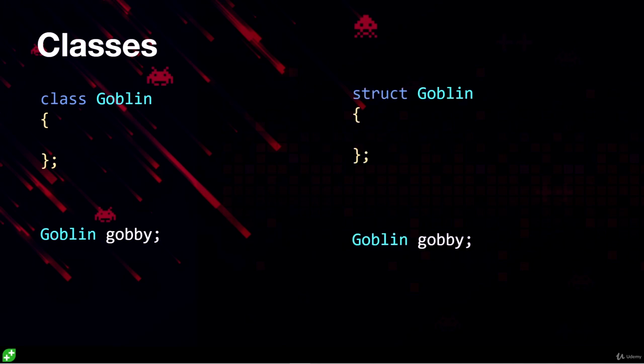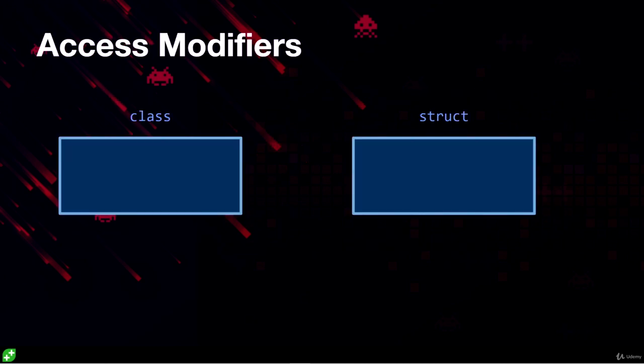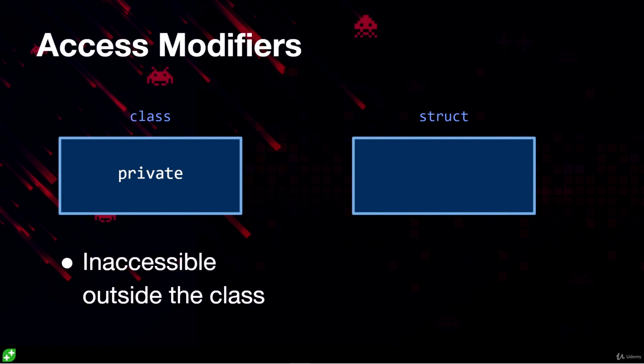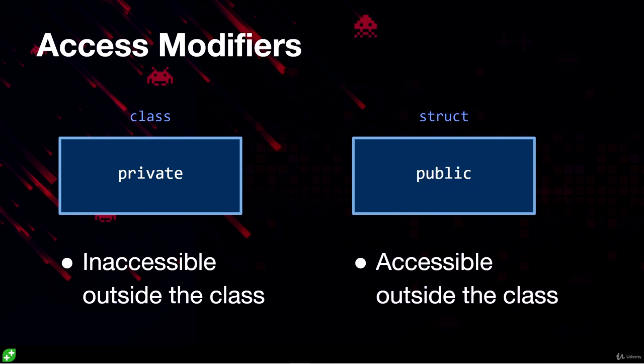So what's the difference between a class and a struct? The difference is in the access levels. You see, the body of a class is private by default. That means its member variables and functions are inaccessible outside the class, whereas a struct has a public body by default, so its member variables and functions are accessible from outside the class.